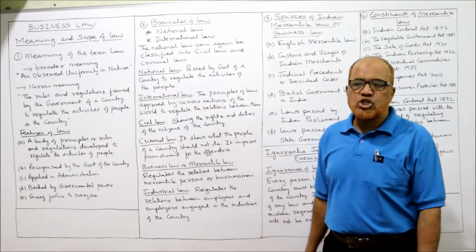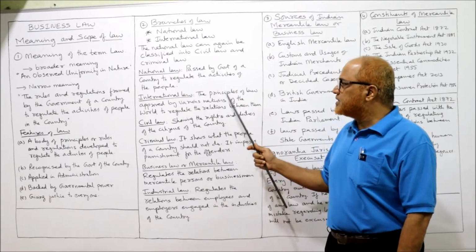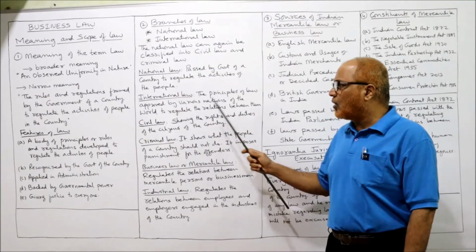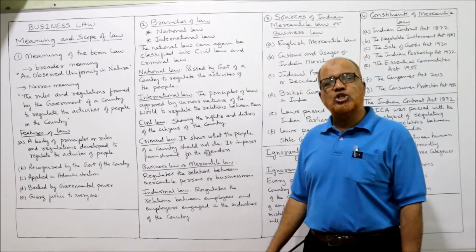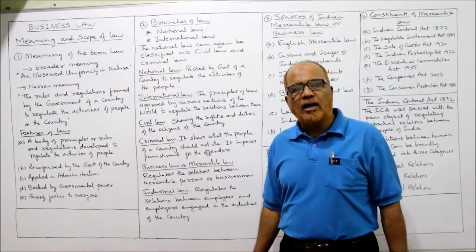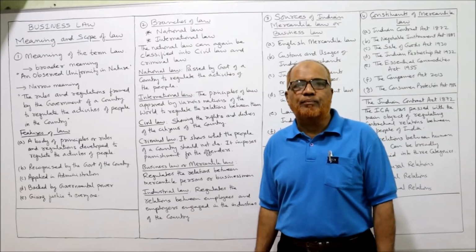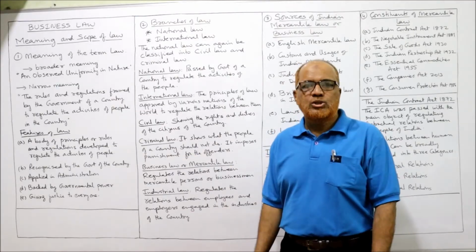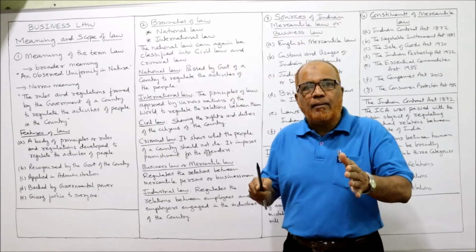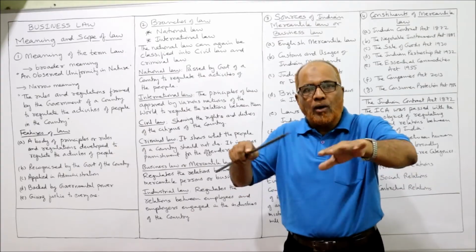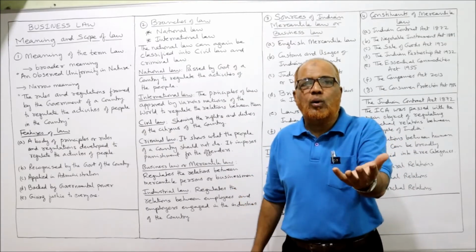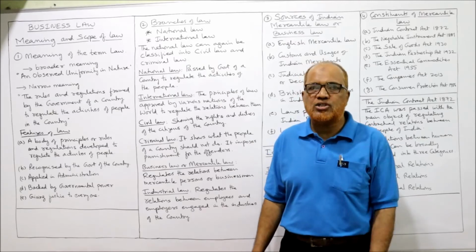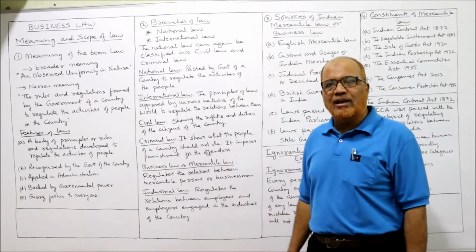Then second, international law. International law means the principles of law approved by various nations of the world to regulate the relations between them. Presently, no country can live in isolation. Every country will have relations with one another. So the laws which are framed and approved by all the nations in order to regulate their relationship are called international law.